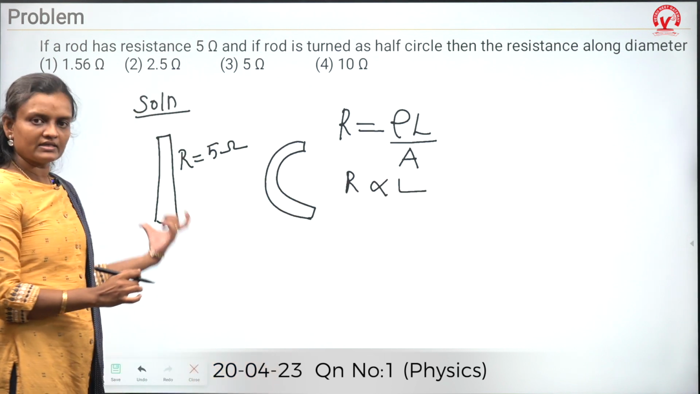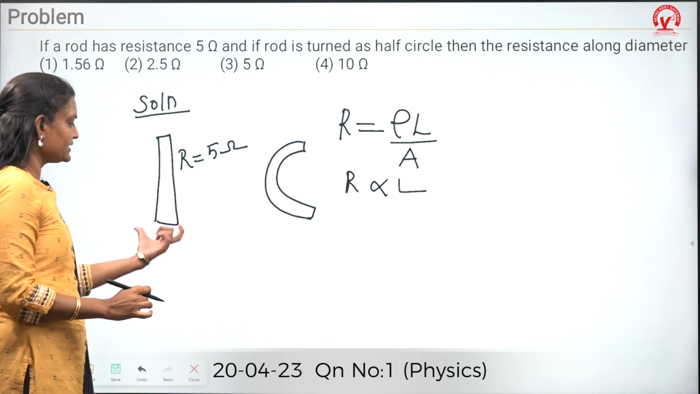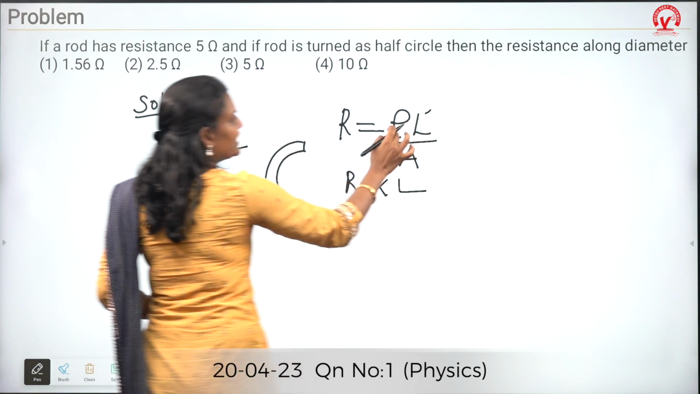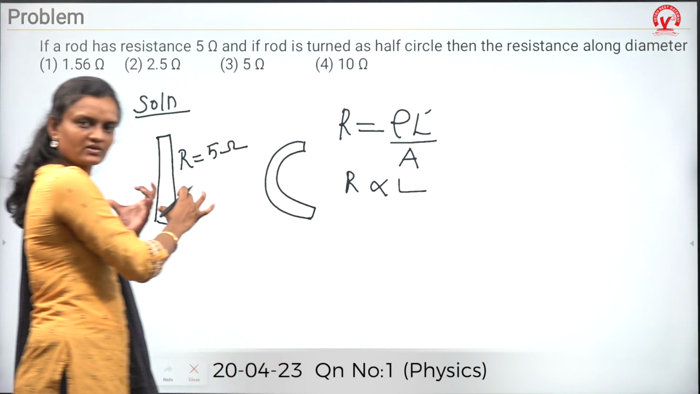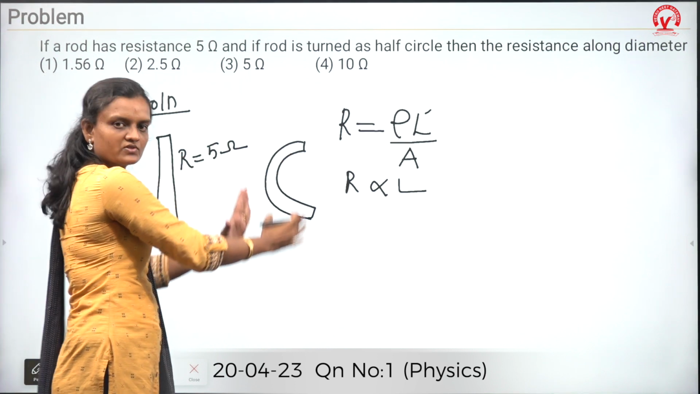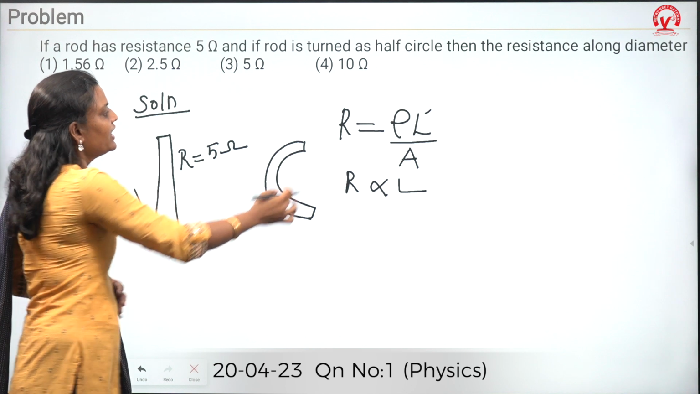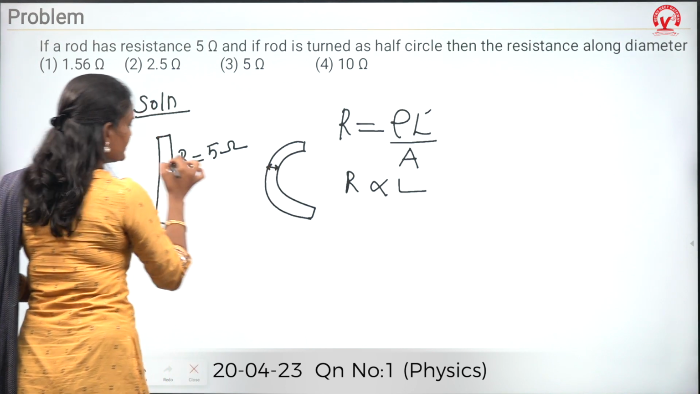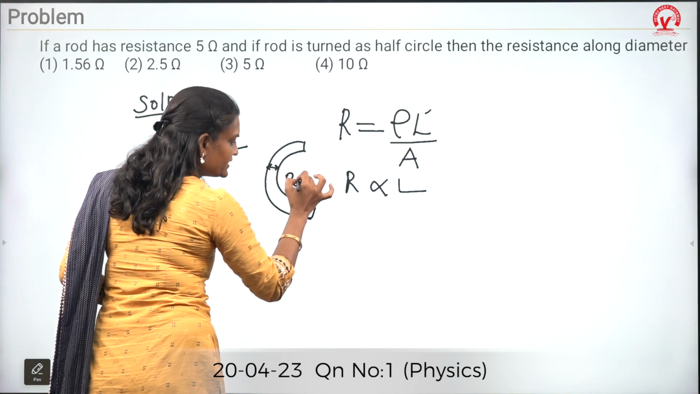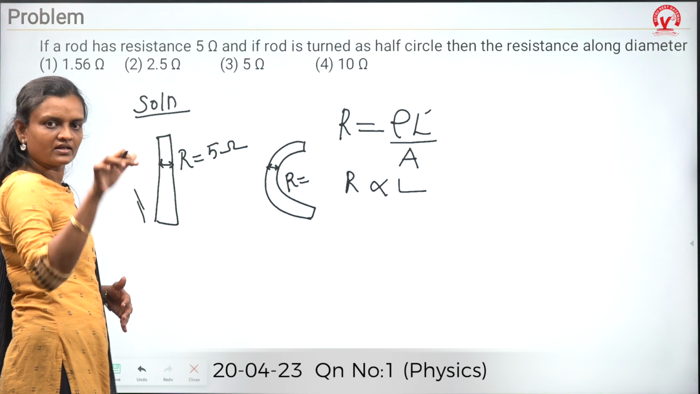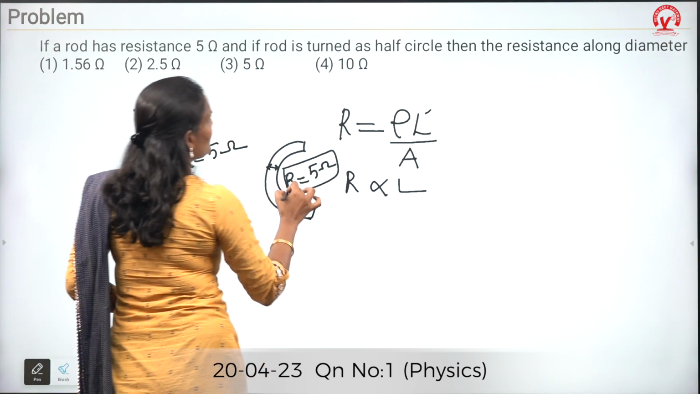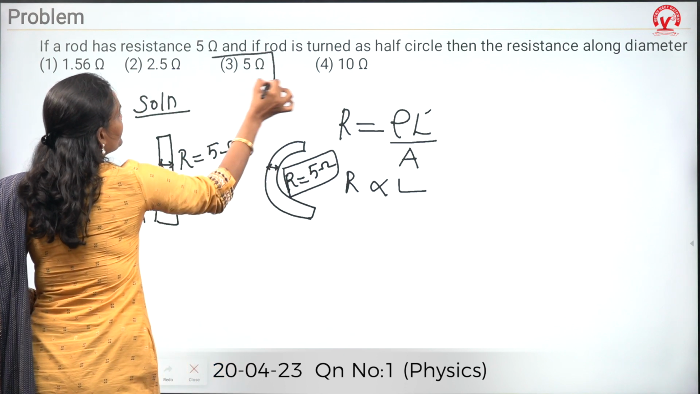The length of the material is the same here. If you are taking the length as 10 centimeter, this is also 10 centimeter only, and so the length is the same, and here rho, the material, is also the same. If I am taking iron, this material is also iron only. So the material is the same and the area of the cross section is also the same. So when we turn this rod into a half circle also, the resistance must be 5 ohm only. So the option here is 5 ohm.